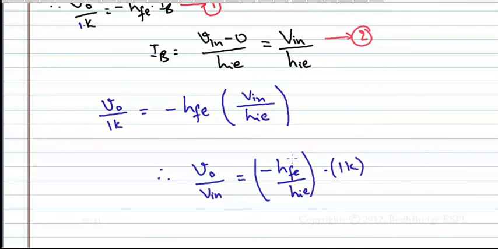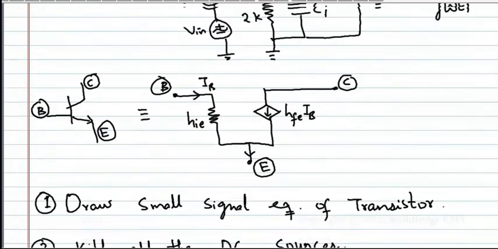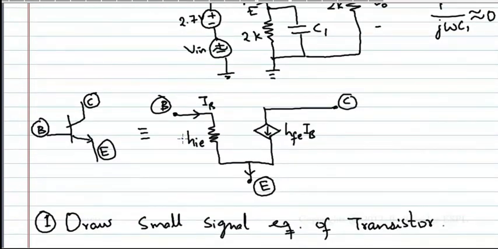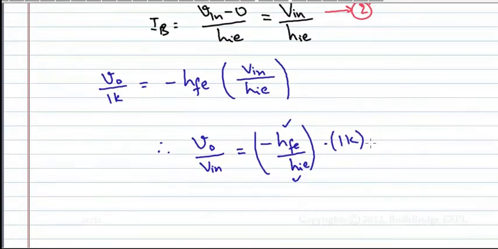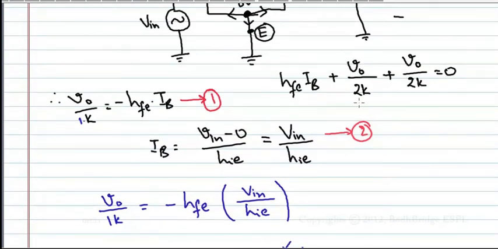This is constant for a transistor. h of fe and h of ie are what? The parameters which I drew here. These are constant for a transistor, right? These are just constants of the transistor. They are not dependent on input and output. Therefore, this 1 kilo ohm is dependent on the input resistances.